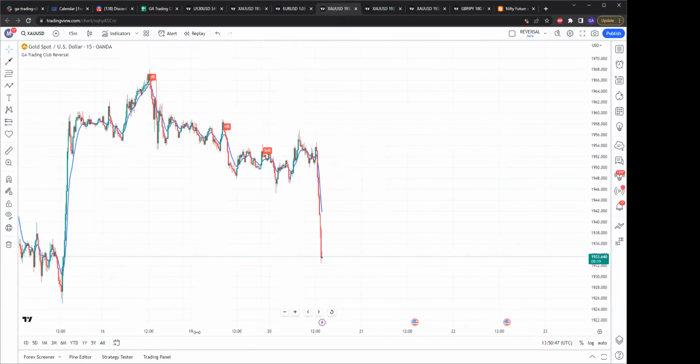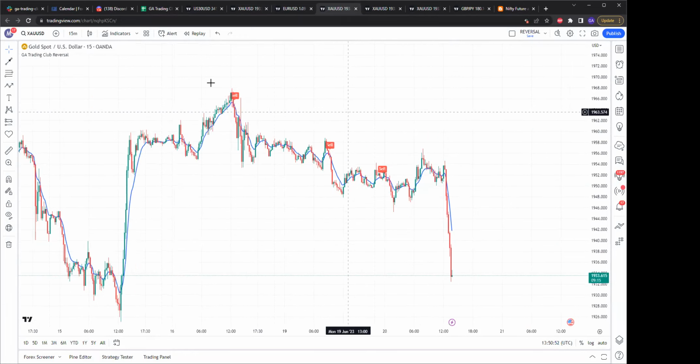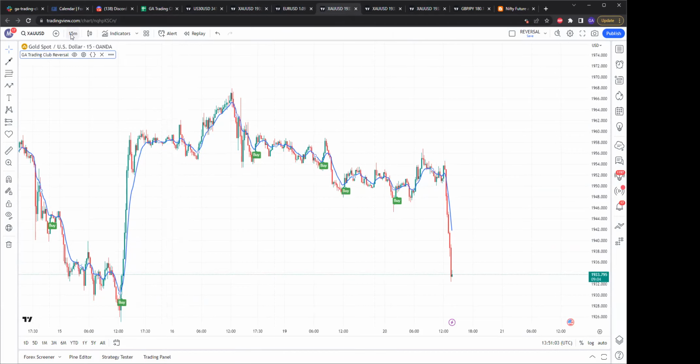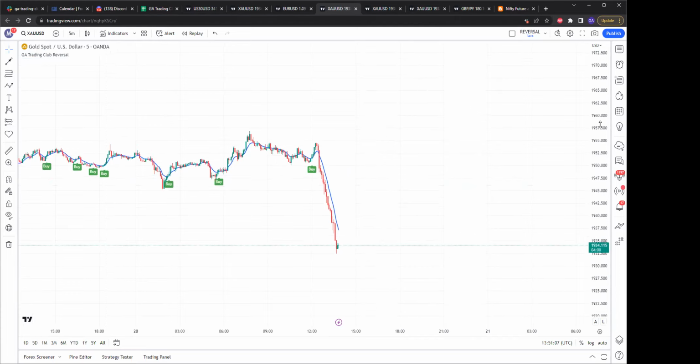This was another reversal as well on gold, possible reversal right here. But anyway, I'm not interested in sells. I'll turn off the sells so that they don't mess with my mentality or psychology. 50 here for gold, that's just default, and this should be on the 5-minute. The trend is on the 5-minute.